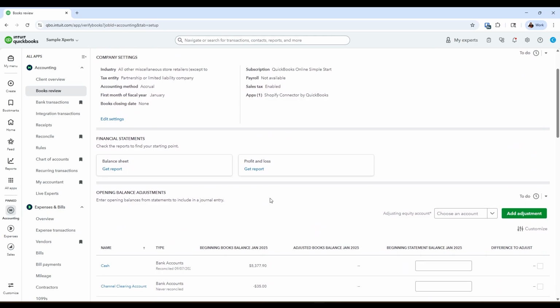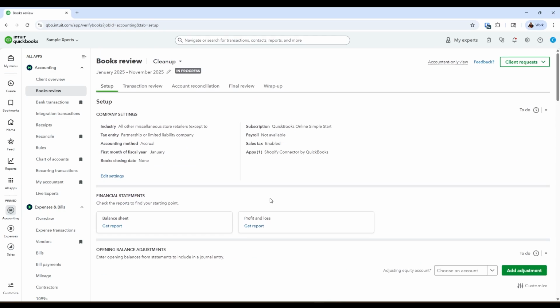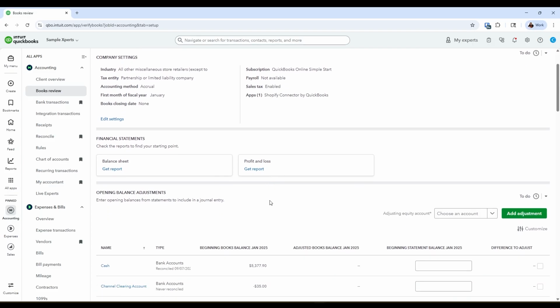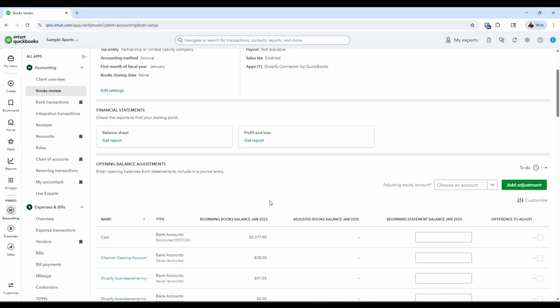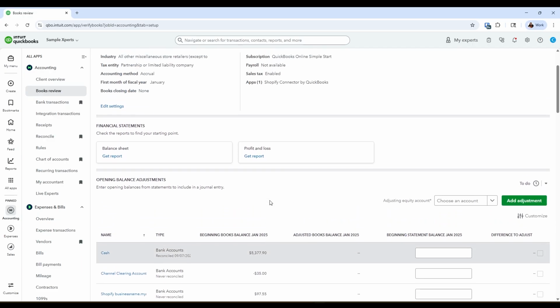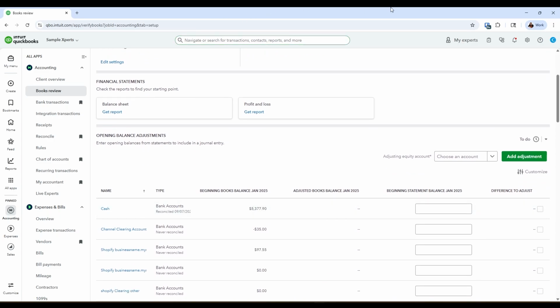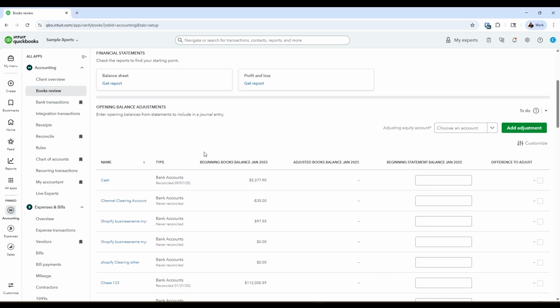Okay, the first page we have here is the setup. The setup is going to talk about your industry, your tax entity, your accounting method, first month of fiscal year if it is a regular fiscal year or not, books closing date if you have set up, what kind of subscription you have, payroll if it is available, if you use QuickBooks Payroll, sales tax if it is enabled, and apps, what kind of apps you have, Shopify, Square, PayPal, and so on and so forth. All right, so financial statements, you want to take a look at the balance sheet and the profit and loss to see how it looks.